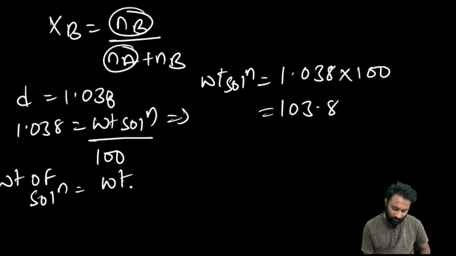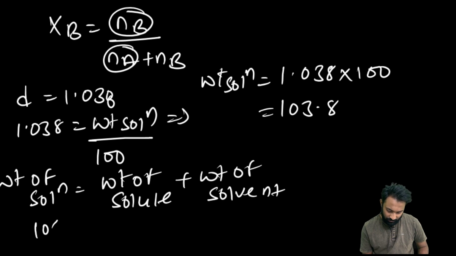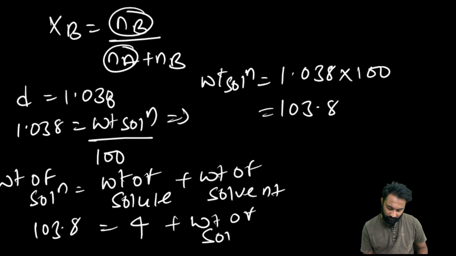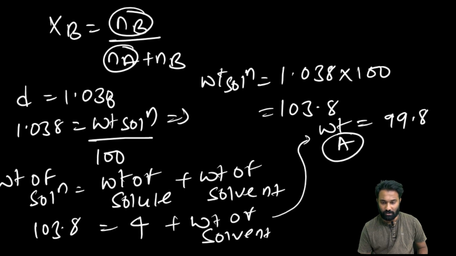Weight of the solution equals weight of solute plus weight of solvent. The weight of the solution is 103.8. The weight of the solute is 4. Then the weight of the solvent you will get from here, approximately 99.8. This is the weight of the solvent we got.